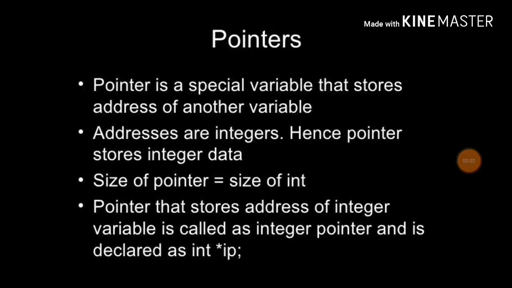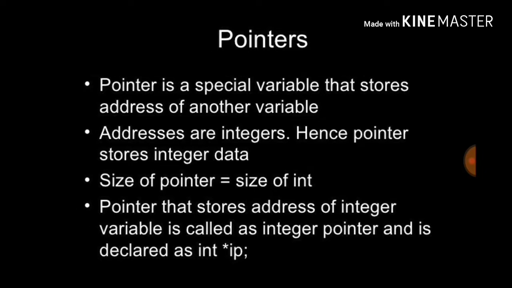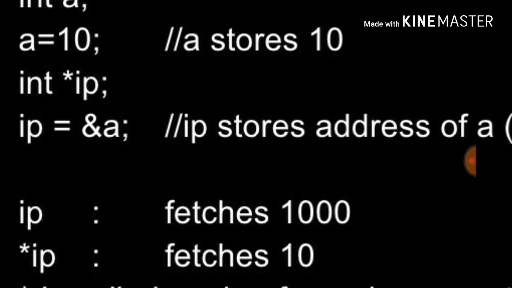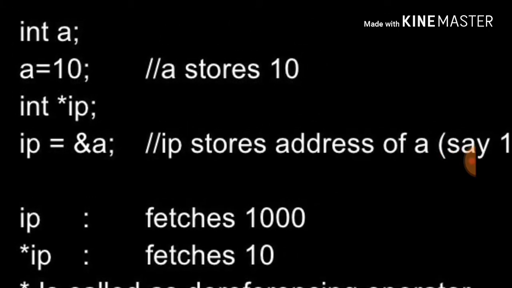Our next topic is pointers. Pointer is a special variable that stores the address of another variable. Now let's understand pointer by example. Here in the example, we have defined an integer a and we have stored a value 10 in integer a, and then we have defined a pointer by int star ip, and now in ip we have passed the address of a. So now ip stores the address of a.